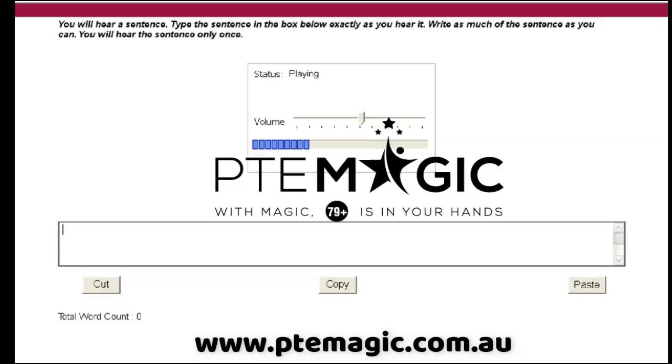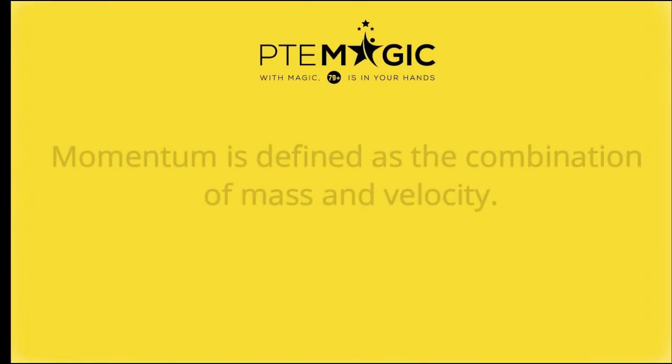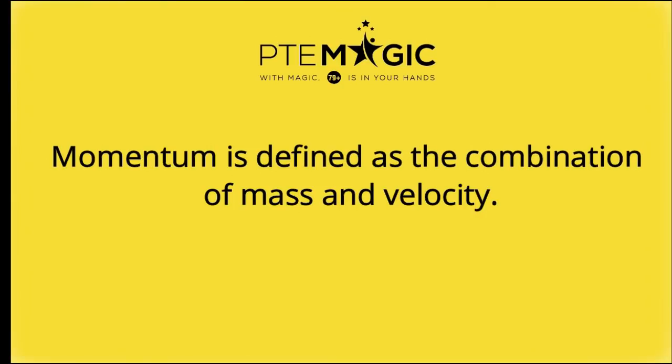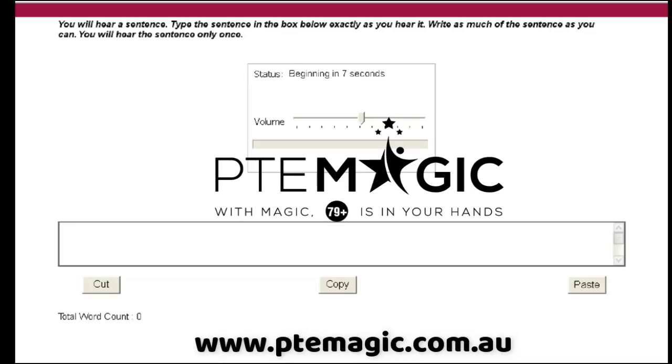Momentum is defined as the combination of mass and velocity.